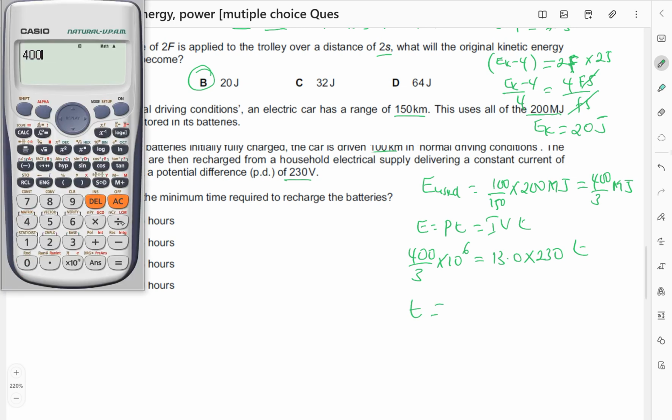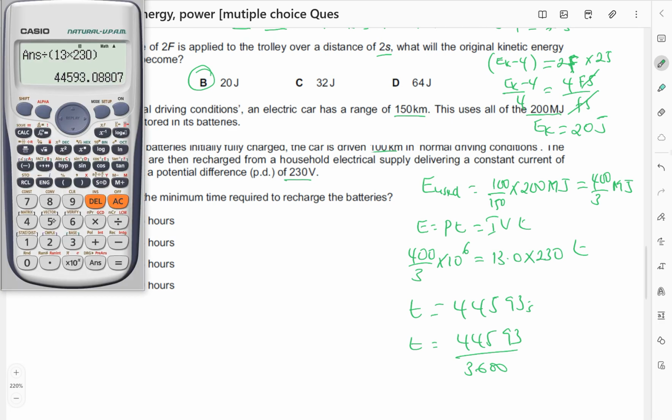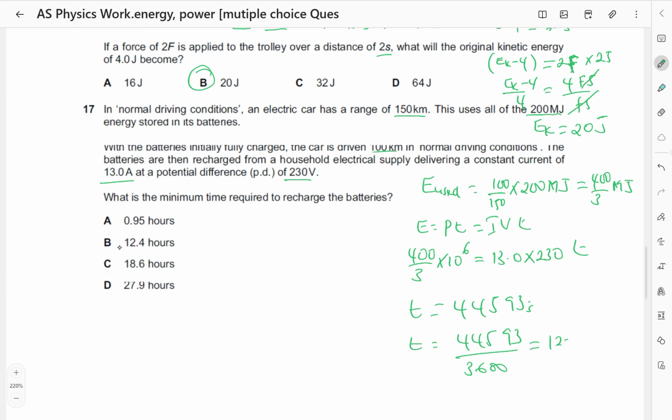So we just press the calculator to find T. I have 400 exponent 6 divided by 3 divided by 13 times 230. So that is 44593 seconds. And we want this time in hours. So 44593 divided by 3600 to change it to hours, which is 12.4. So this is 12.4 hours, which makes the answer B.